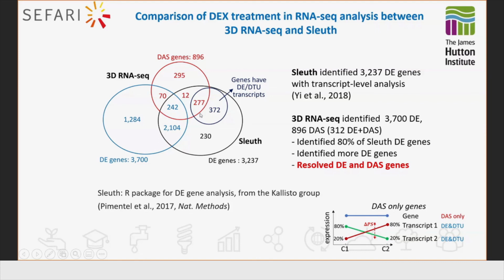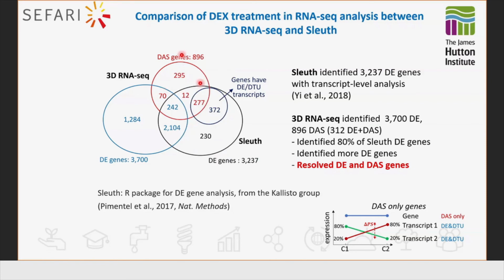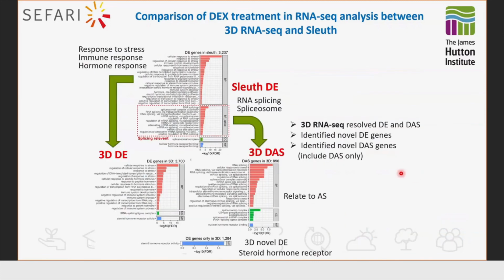Also, we identify the DTU genes. So what does this resolved DE and DTU gene mean? So here I made the GO annotation plot. So for the sleuth DE genes, in their results, I did the GO annotation. I found the terms related to DE and the terms related to splicing all mixed up and they didn't separate. So in our study, we have these DE genes, we have DTU genes, we have separated this information well. So that's the advantage of our 3D pipeline.